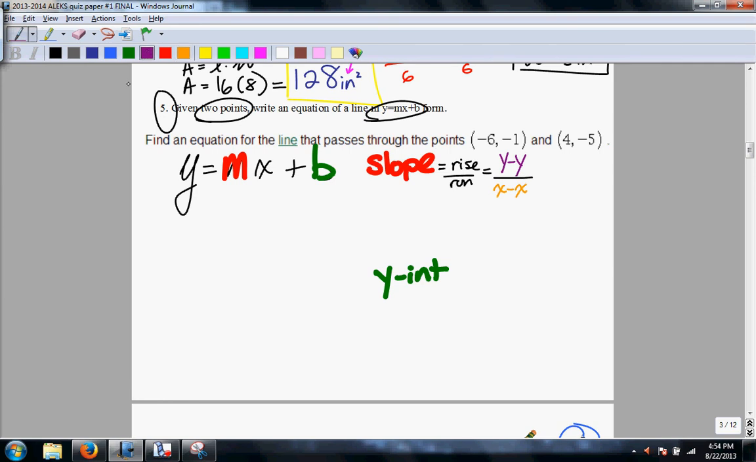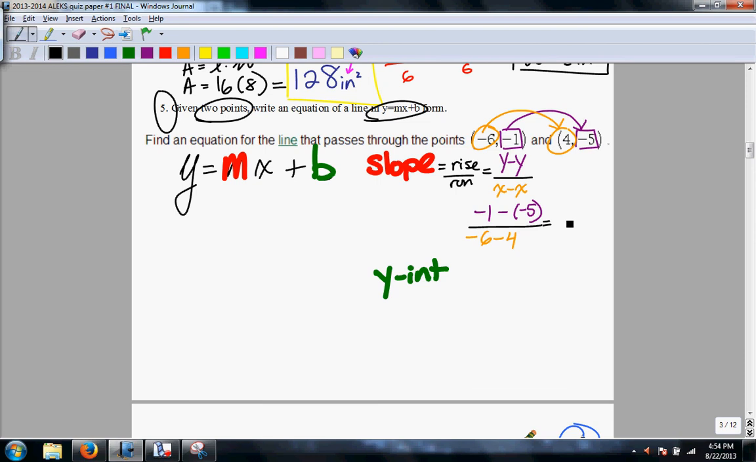Ready? Do this with me. I'd like you to box your y's, draw an arrow. Now we're going to subtract from left to right. So I have -1 minus -5 over. I'd like you to circle your x's, arrow, left to right. Now we're going to subtract left to right, -6 minus 4.